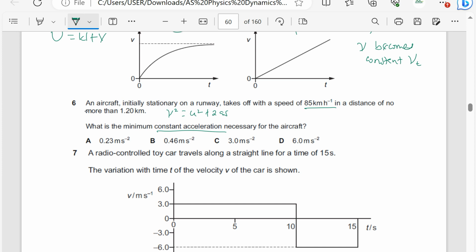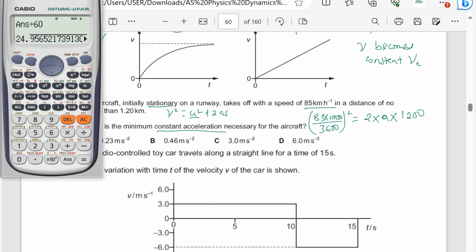So v, I'm changing v from kilometers per hour to meters per second. So that will be 85 times 1000 divided by 3600. That's now in meters per second, but it should be squared. It was initially stationary, so initial velocity u is 0. This will be 2 times the acceleration. And the distance it moves is 1.2 kilometers, which is 1200 meters.